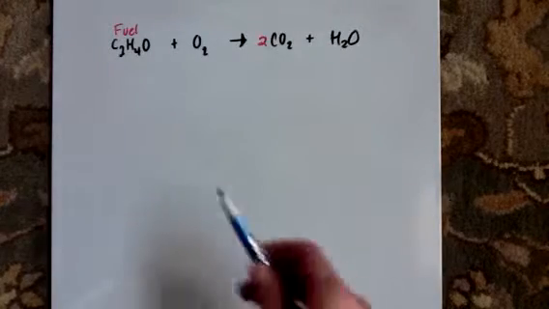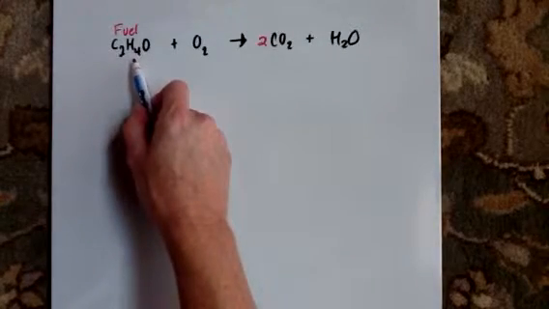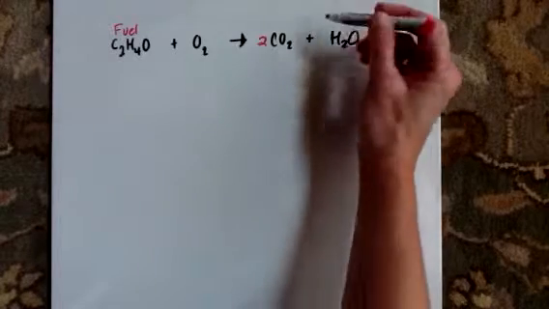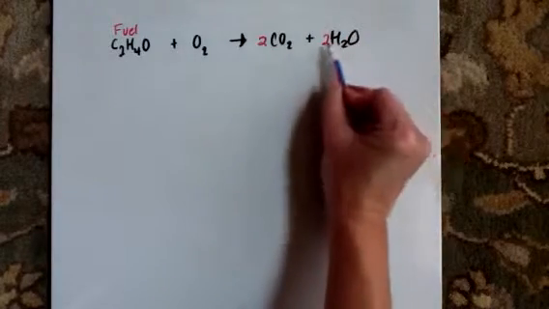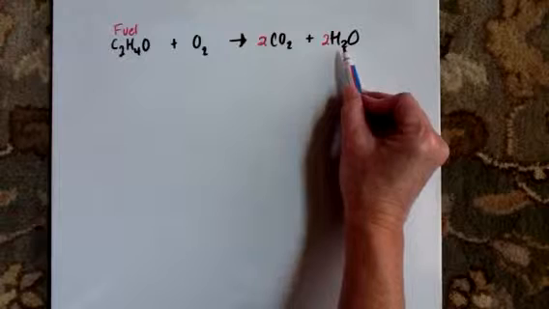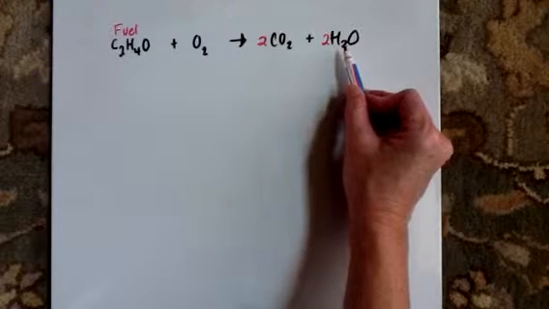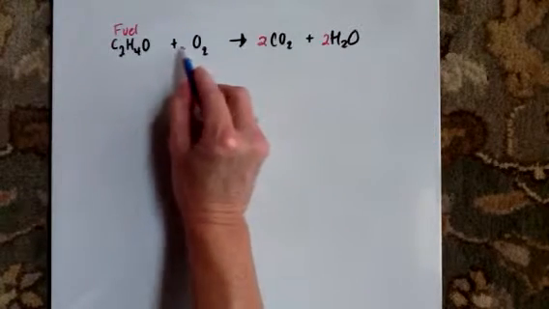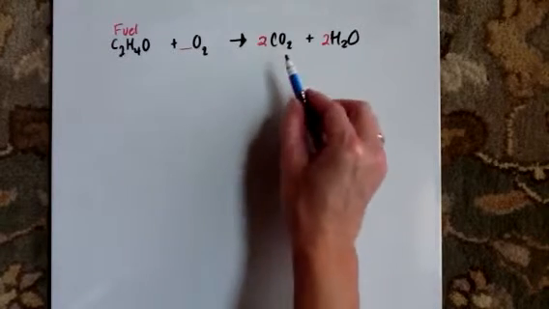There are 4 hydrogens in the reactants and only 2 here. So if I put a 2 in front, I'll have 4 hydrogens here. So carbon and hydrogen are balanced. Then we check our oxygen. We can put any number we want to in front of this O2.